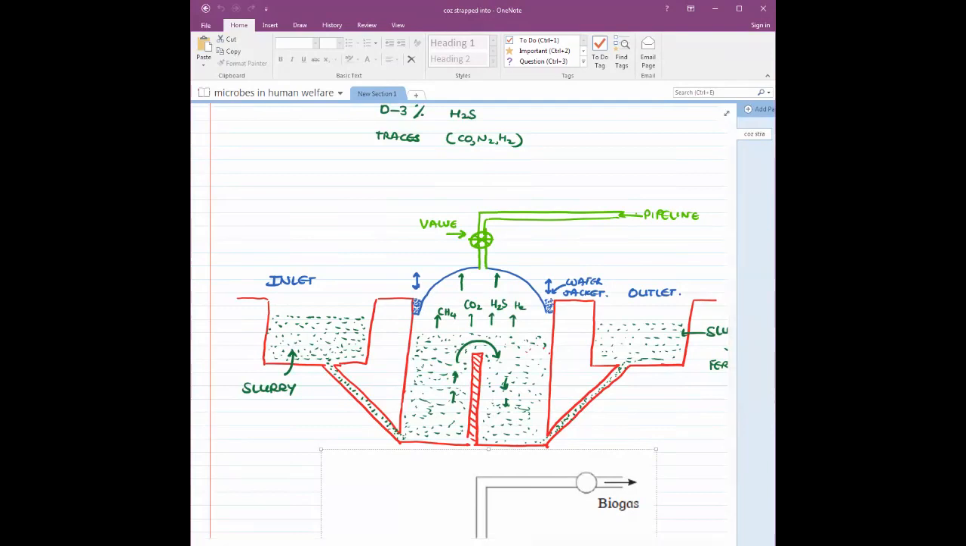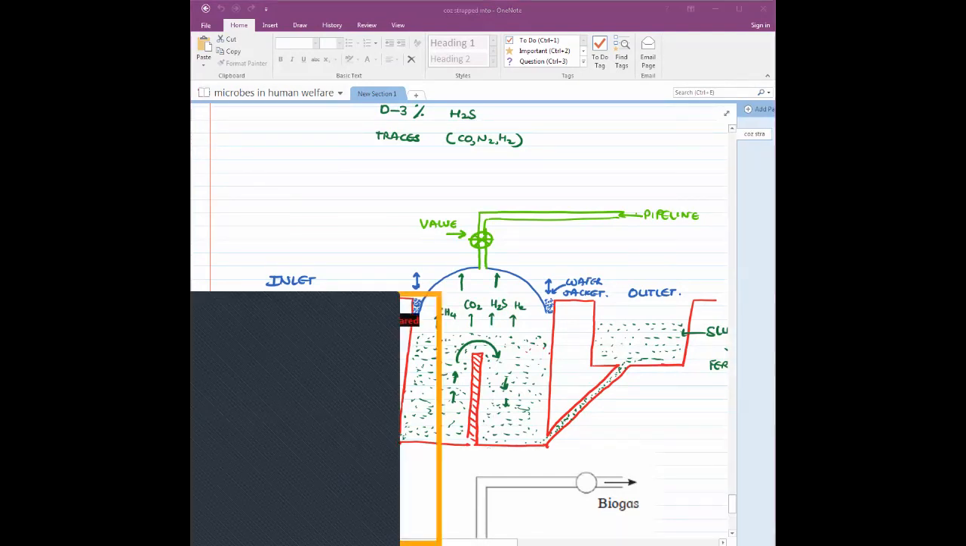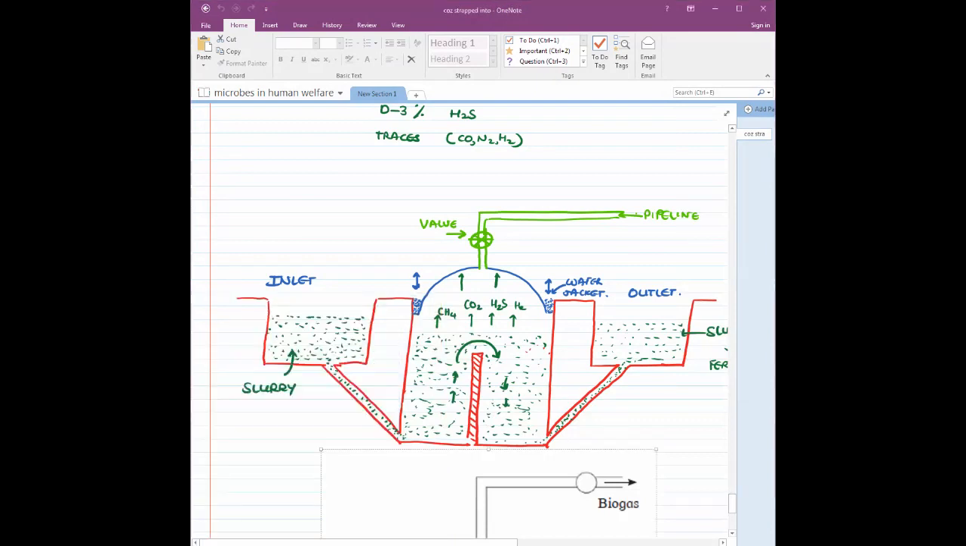All these bacteria are now going to start acting on it. They are going to break down all the polymers, and finally convert it into gases: CH4, that is methane, carbon dioxide, H2S, and H2, that is hydrogen, and other trace gases.